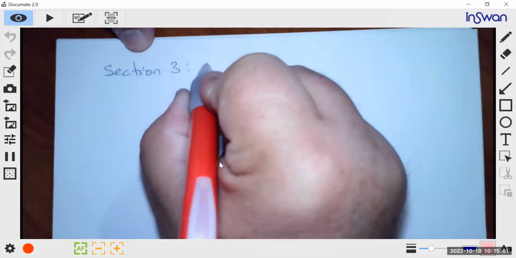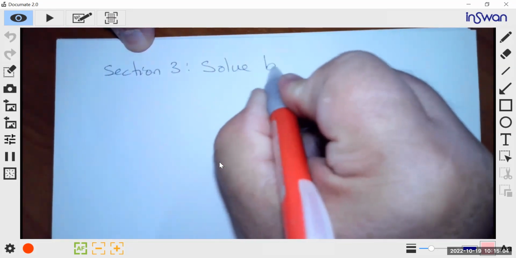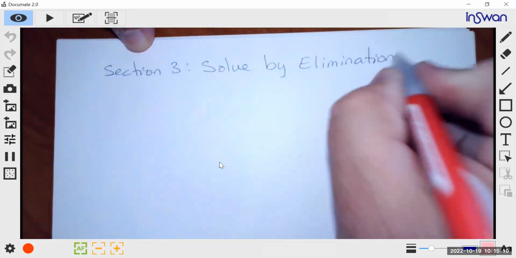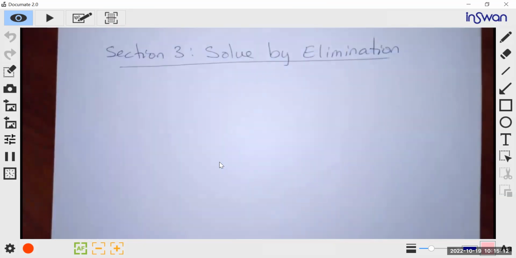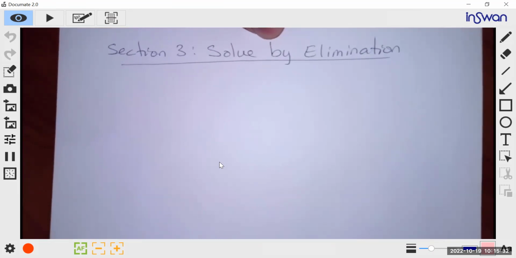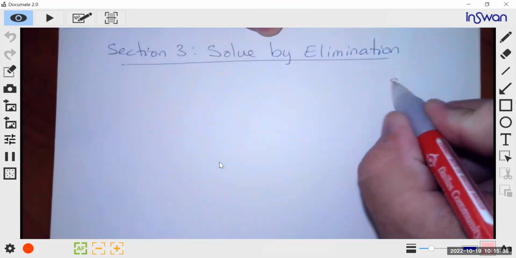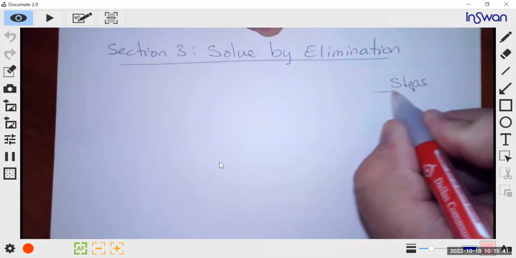Section 3. Solve by elimination. So section 2, we solved by substitution. We found an equation, we substitute it and use both equations that way. In this method, we're going to use both equations off the bat. But before we start that, here's what we have to make sure of. Here are the steps.